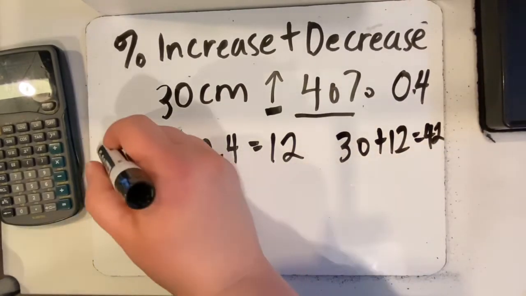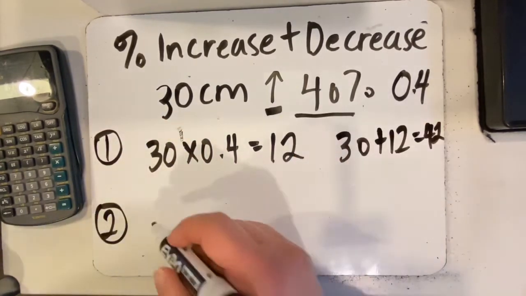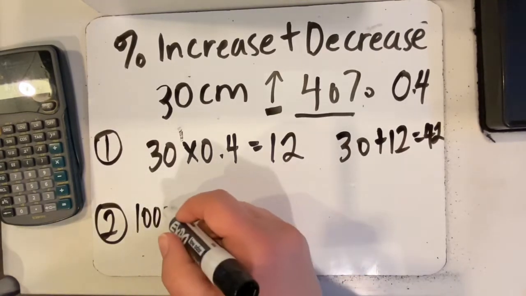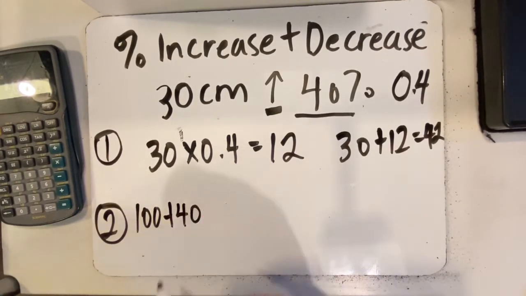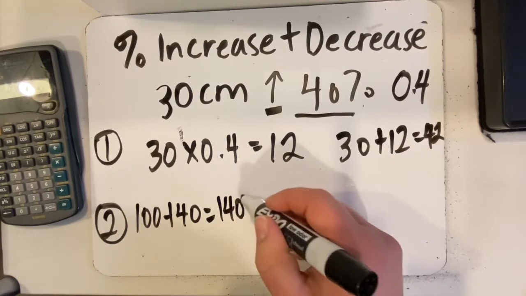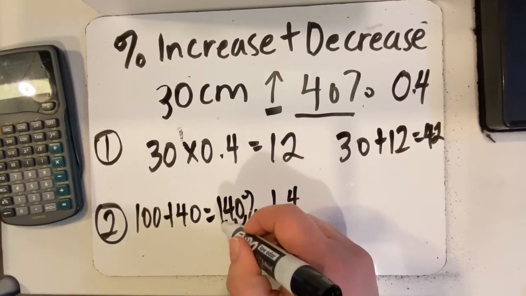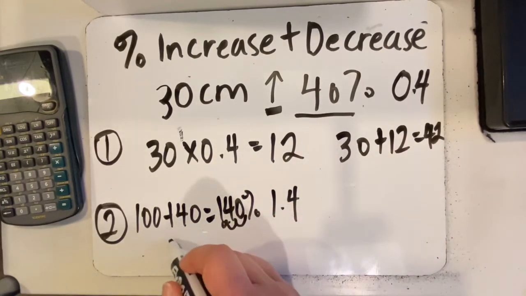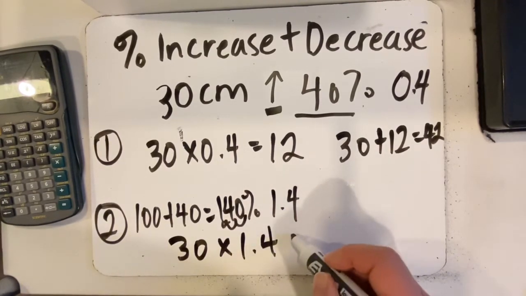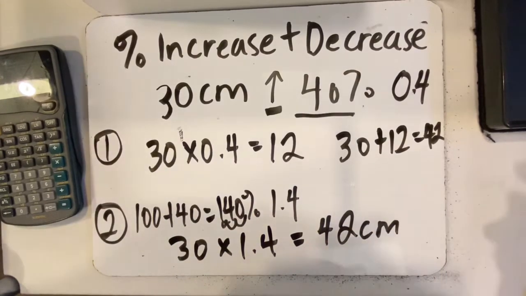If I was doing method 2, remember, an increase is taking 100%, the original price, plus the increase. So I have 140%, or 1.4 as a decimal, moving it over twice, right? And then I multiply that number by the original, and I will also get 42 centimeters.